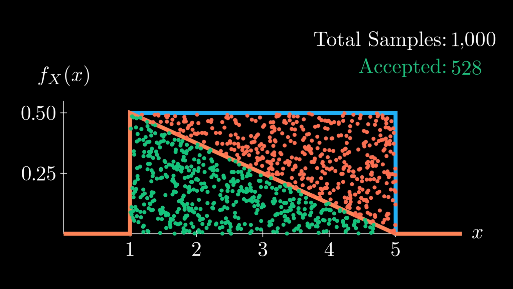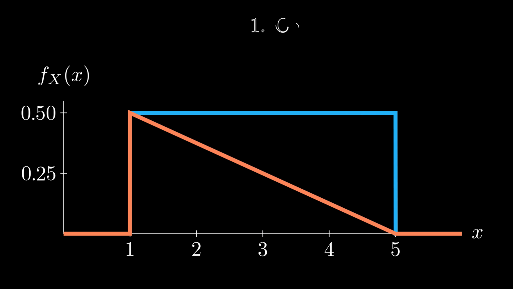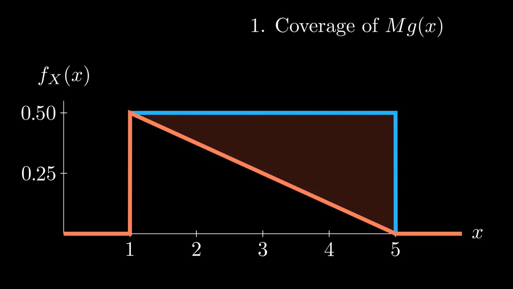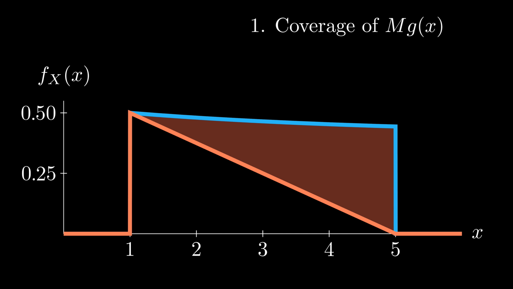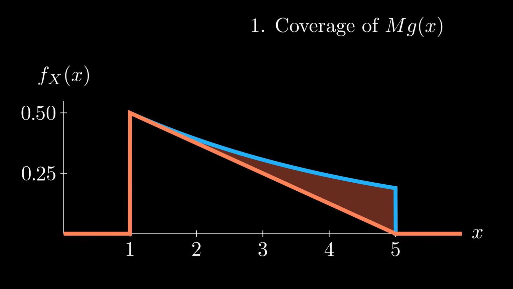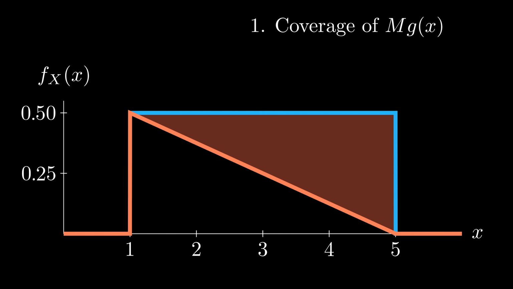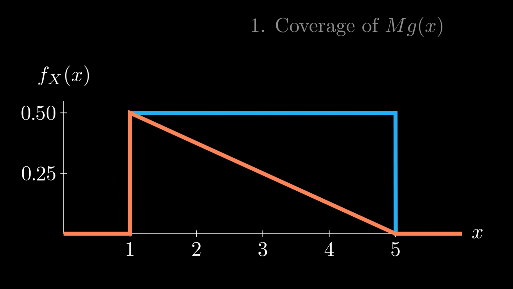We have successfully shaped our generated data, but at a heavy price. We only kept about half of our simulations, and this highlights the first of 3 challenges with simple rejection sampling: efficiency. We need a proposal distribution g of x that is easy to generate from, but also tightly fits f of x to avoid throwing away many samples.